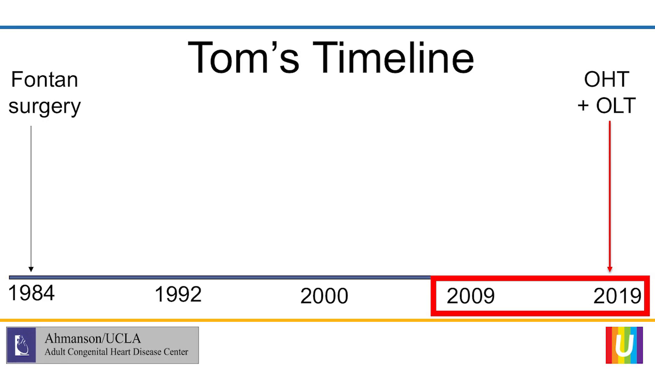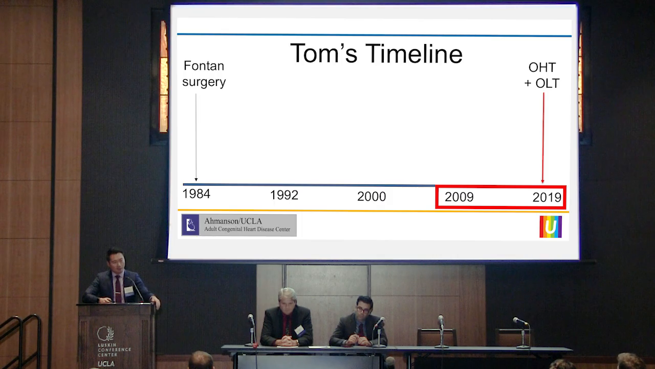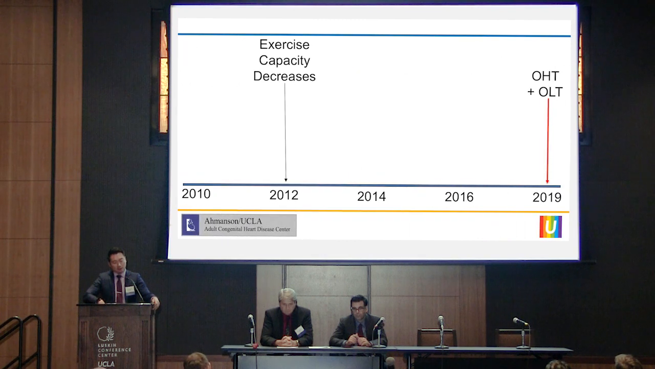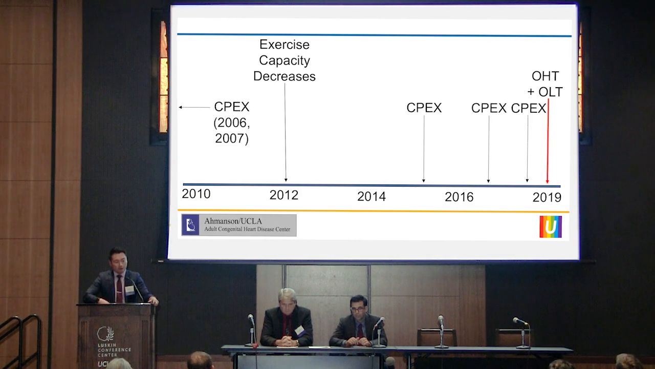And Dr. Clift had a nice slide that showed that actually a lot of our Fontan patients have a time period of relative stability, but then they fall off a cliff. So in terms of Tom's timeline, he had a clinical exercise capacity decrease around 2012 when his kid was born. He just noticed that he wasn't able to keep up as much, or chasing after a 4-year-old is very difficult. So we did try to do some CPETs to objectively quantify his exercise tolerance.